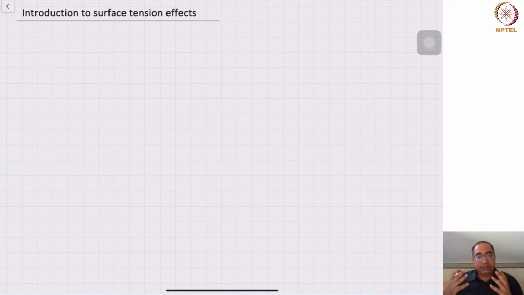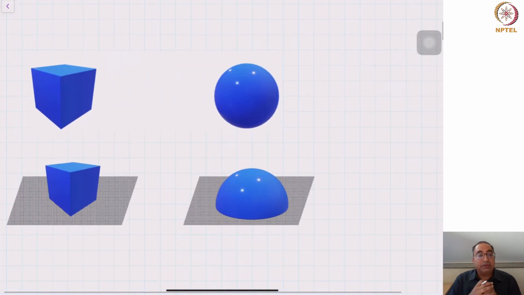Now, one of the things that all of you must have heard about surface tension is that surface tension minimizes surface area. This is a consequence of what we saw in the last lecture, which is that surface tension or interfacial tension is directly connected to the free energy of an interface. And therefore, if you want to minimize the free energy, then we minimize the surface area. This is normally looked at using figures or examples like this.